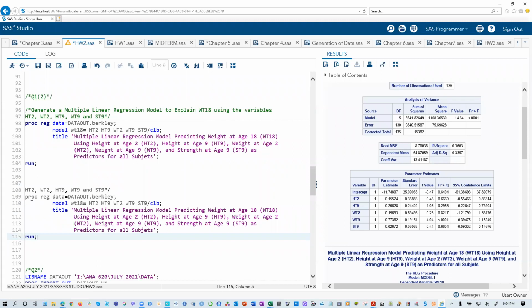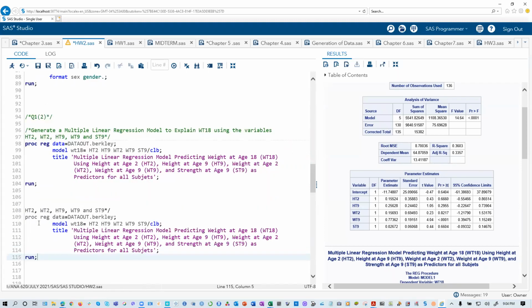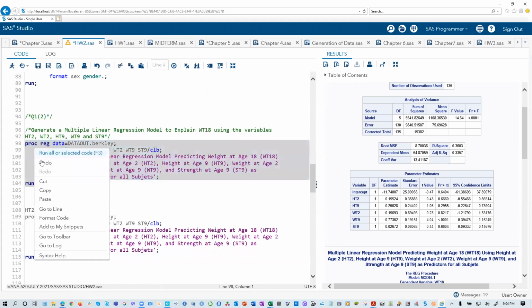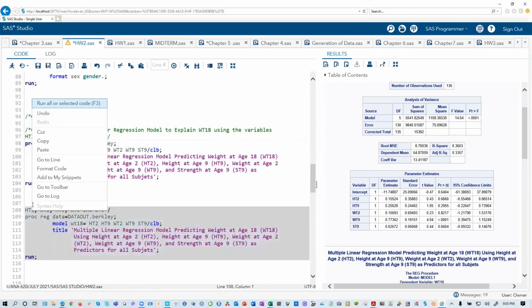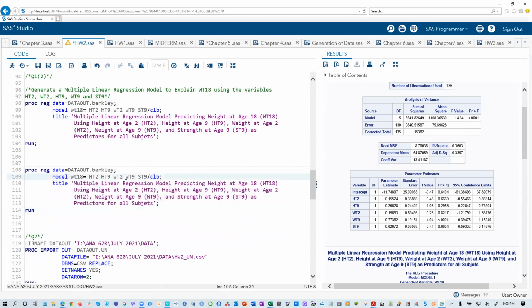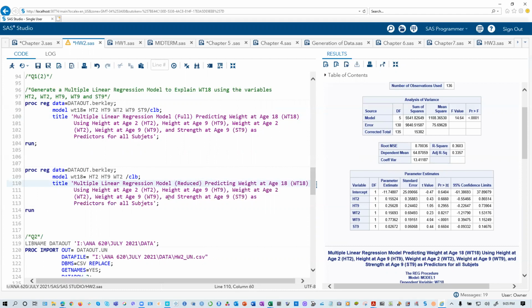I'm going to paste here. I think I missed something. Let's see, copy. For that one, I'm going to take this out. Then here you can say, in parentheses, the multiple linear regression full model predicting blah, blah, blah. For this one, you can say reduced model, predicting with the weight at age 9 and the strength at age 9 taken out just for the reduced model.